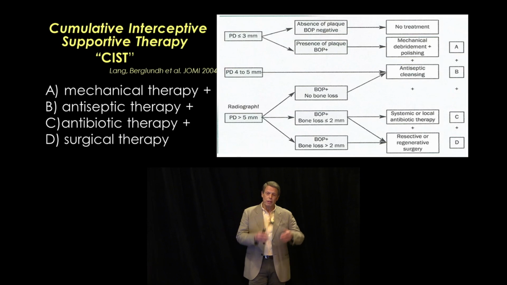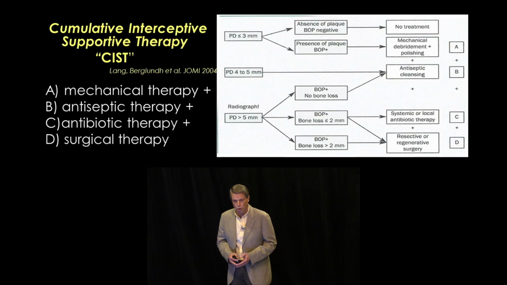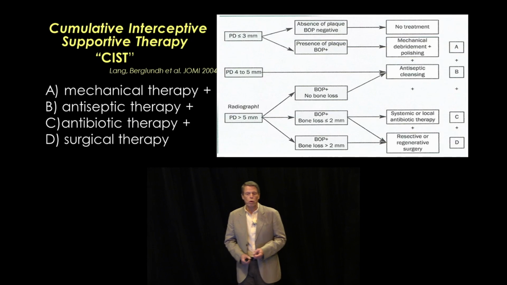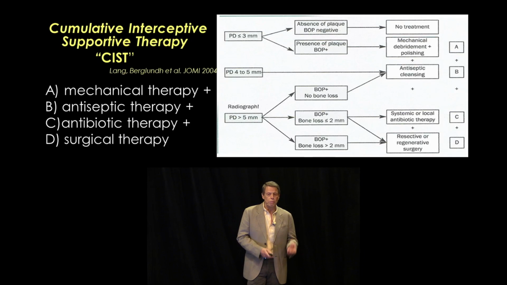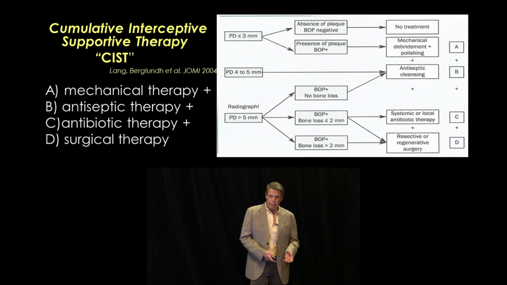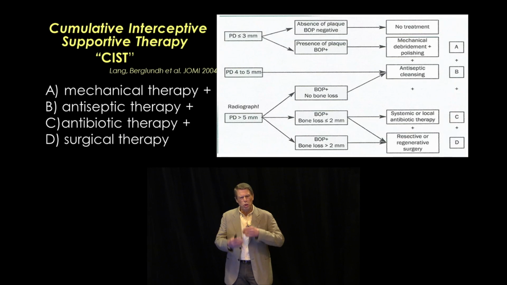First, we're going to start with treatment A, which you can see here on the slide, which is mechanical therapy. If the disease is more advanced or doesn't respond to what we want to do, we're going to put in treatment B, or antiseptic therapy. If it doesn't respond, we're going to add an antibiotic therapy, treatment C, and then finally surgical therapy. So it's going to be an incremental approach to treatment.